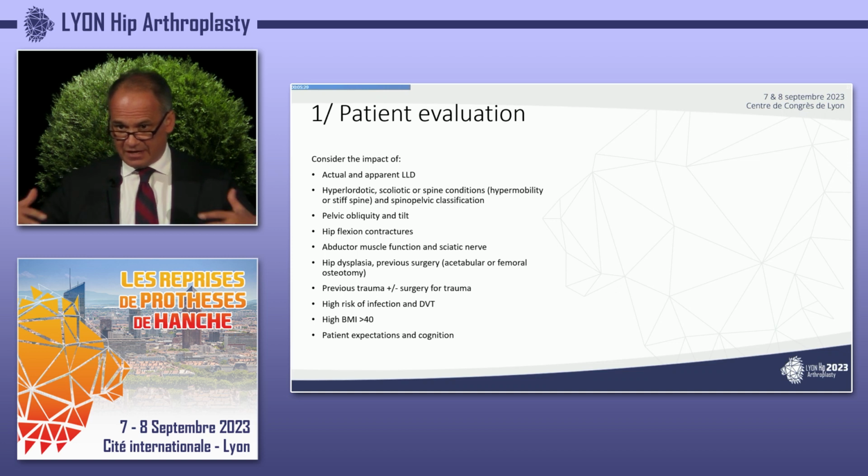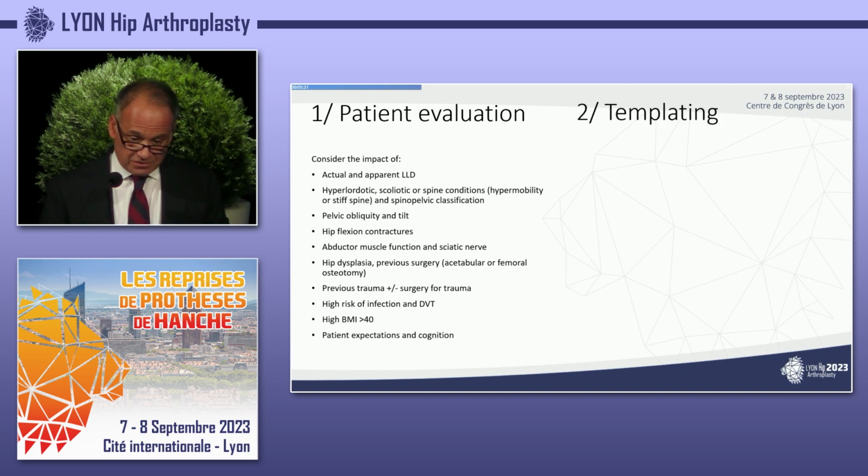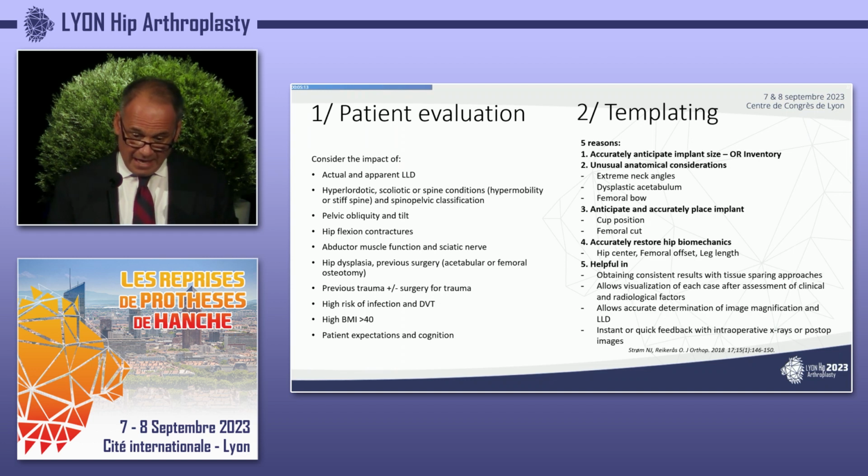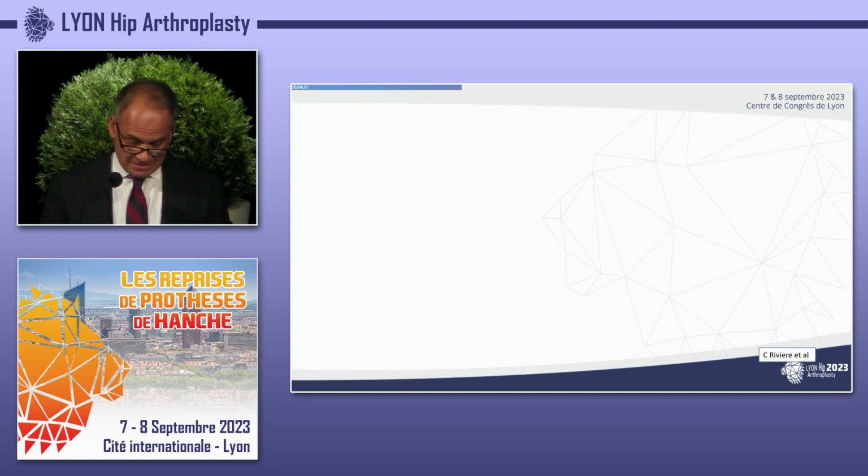If the expectations are enormous, you may start thinking of dual mobility. If the cognition is not wonderful, you may consider constrained liners. Templating. I don't have the luxury of robotic surgery in hips. I do it in knees. So I manage with the 2D templating, but I always do it preoperatively because I need to know my inventory, I need to know my anatomy, I need to see how the implant is going to sit, and of course I need to know the level of the cutting of the neck so I can judge the leg length discrepancy.